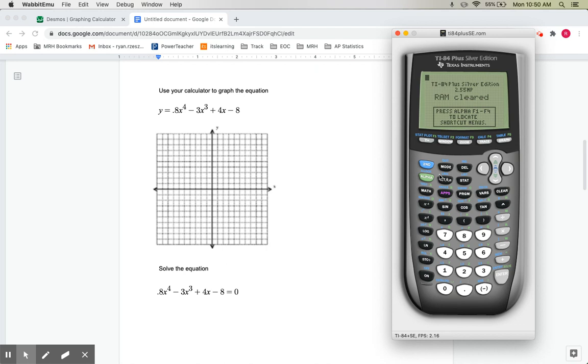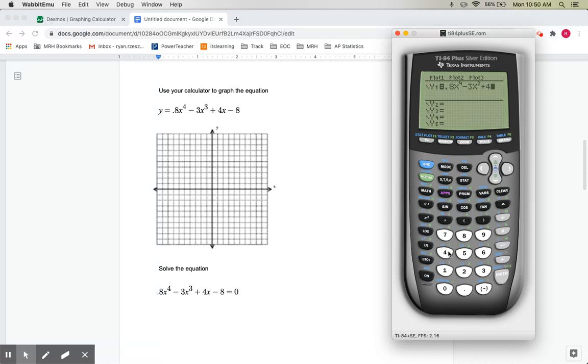So just kind of follow along with me, and then we'll talk about it. The first thing I'm going to do is go to my y equals menu up here, and then I'm just going to type in my equation. And once it is typed in, we're going to go ahead and hit graph.